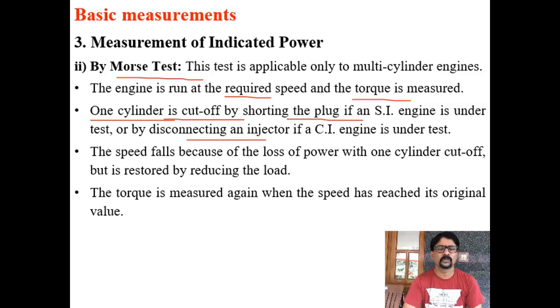Once there is no combustion in one of the cylinders, automatically the power developed by the entire engine will fall. Suppose I take the example of a 4-cylinder engine: if you cut off one of the cylinders, power will be developed by only 3 cylinders. The same load is there on the brake wheel, so automatically the speed will be reduced. For example, 4 people are carrying some weight, and suddenly one of them is pulled out of the line, so the weight carried by those 3 people increases and their speed reduces.